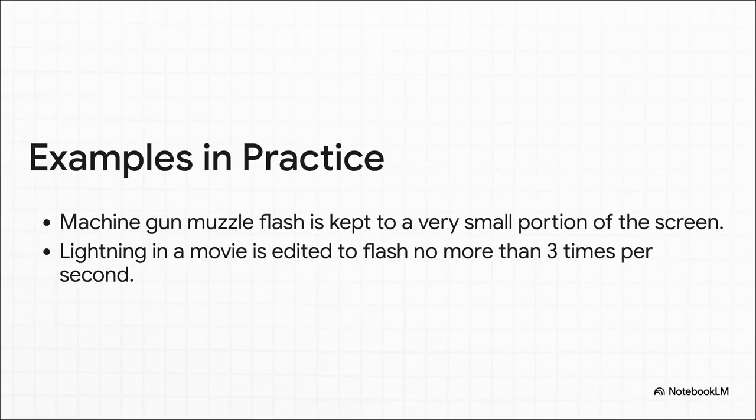Let's picture how this works in the real world, right? Think about an action movie with a bunch of machine gun fire. That muzzle flash is super intense, but it can be totally safe if it's kept to a tiny little part of the screen, passing that threshold test. Or imagine a movie scene with lightning. The editors can simply go in and make sure those bright flashes never happen more than 3 times inside of any 1-second window. It's all about designing things consciously and safely.